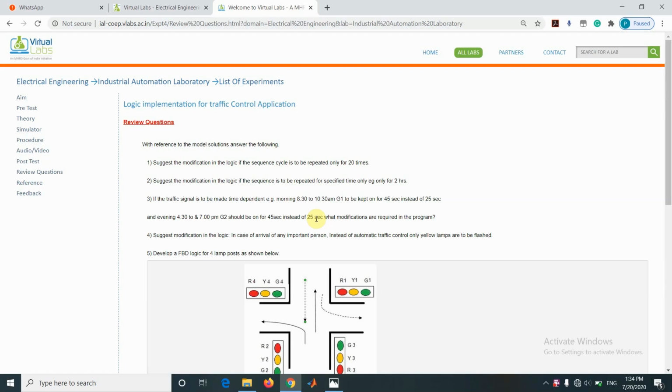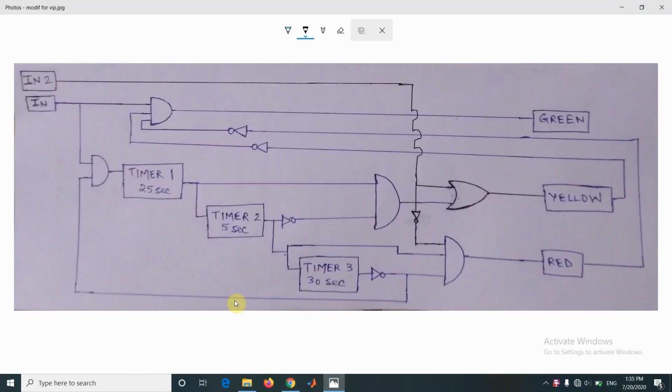Now the fourth question suggests a modification in the logic in case of arrival of any important person. Instead of automatic traffic control, only yellow lamps are to be flashed. Now this is the modified circuit.